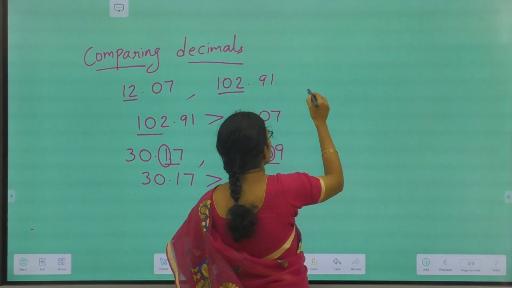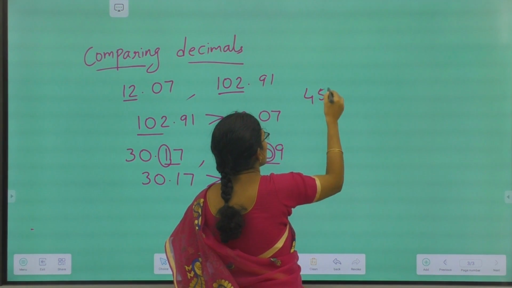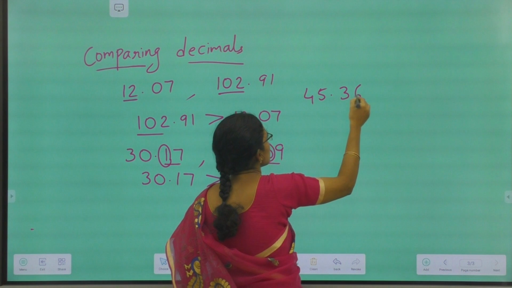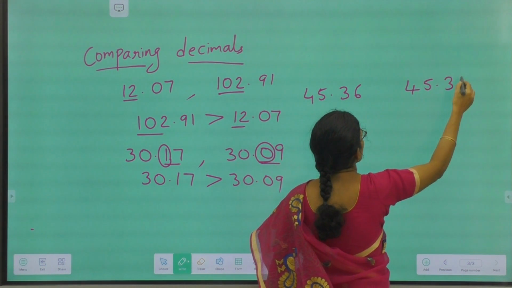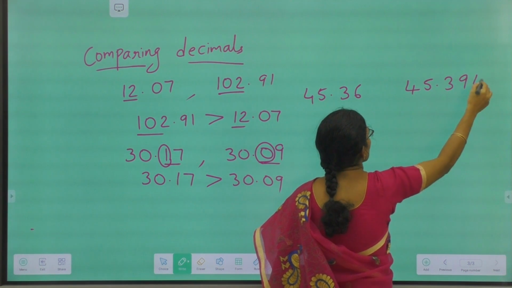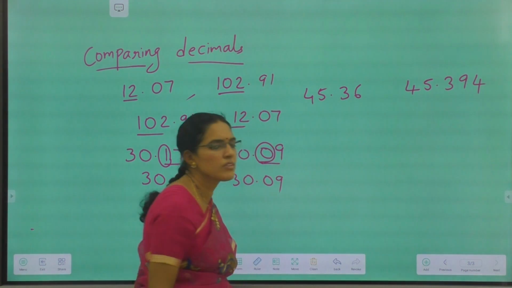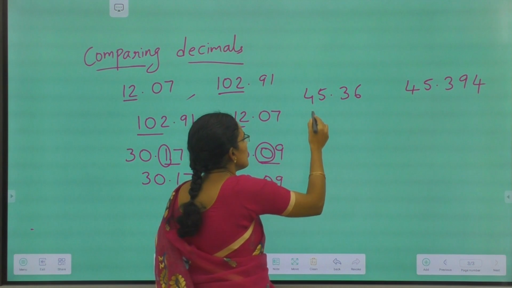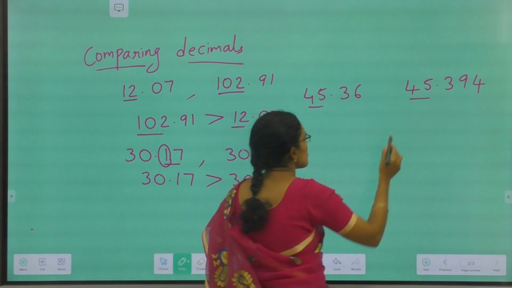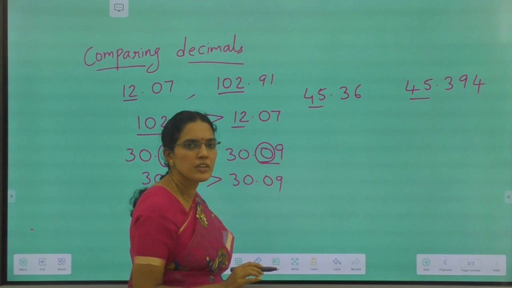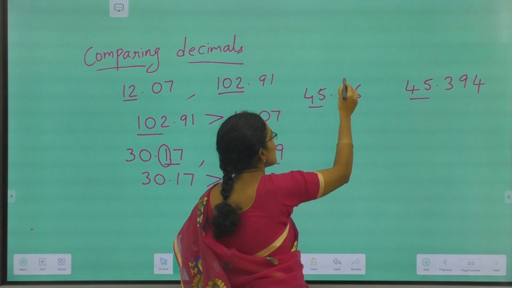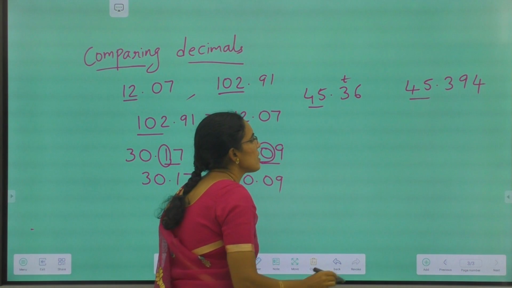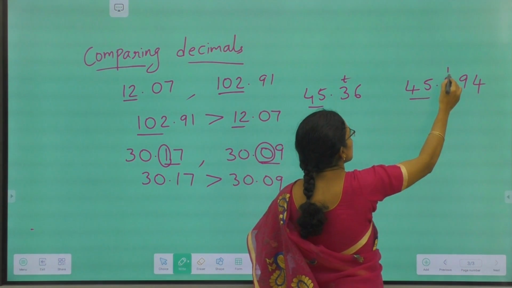If the 10th place happens to be the same, then we compare the 100th place. For example, 45.36 and 45.394. If you observe these two decimals, the whole part is the same. First we should compare the whole part, that is the same. Then we should compare the decimal part, and that too first the 10th place. If the 10th place is the same, then only we will compare the 100th place.